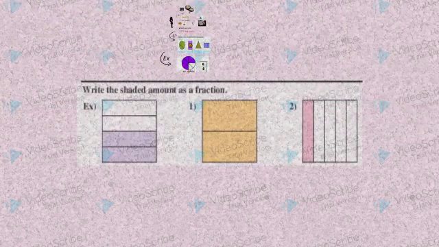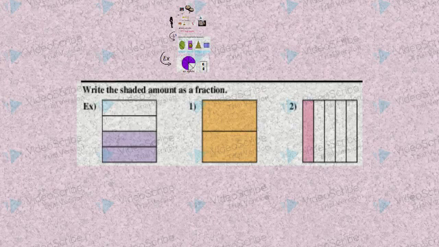Okay, excellent. The last exercise. Write the shaded amount of fraction. The first one, the purple one. Count how many parts are shaded or colored. 2. 2 over what? Total parts. 2 over 4. Excellent. I read it as two quarters.